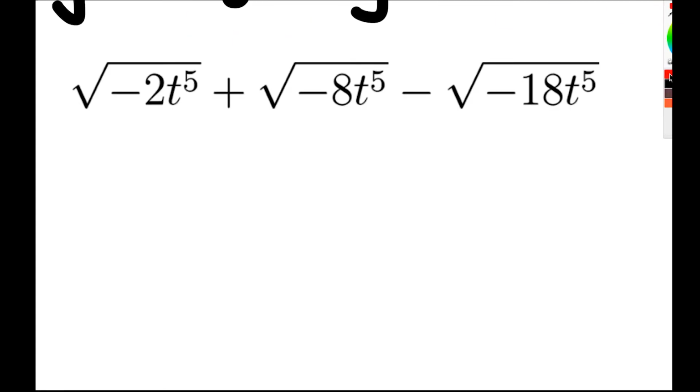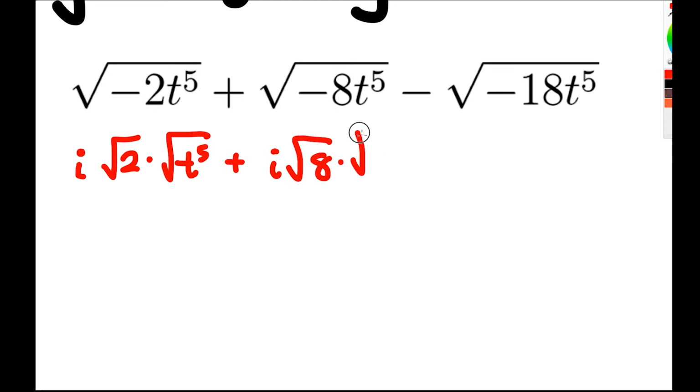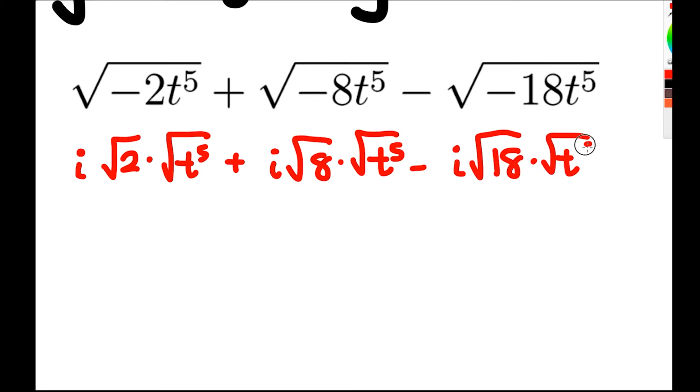All right, so this one is similar to the problems we've already done, only this time there's 3 terms to it, but the same rules still apply. So we're going to do the square root of -1 here, and in fact, I'm just going to write an i right away, and that's times the square root of 2 times the square root of t to the 5th, plus, again, I'm going to pull out an i here, and then we have the square root of 8 times the square root of t to the 5th, minus, again, I'm going to pull out an i here, and it's the square root of 18 times the square root of t to the 5th.